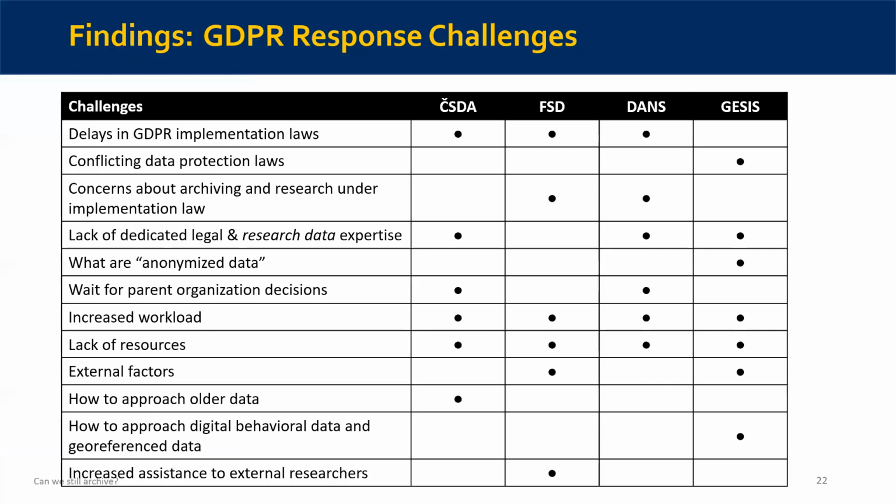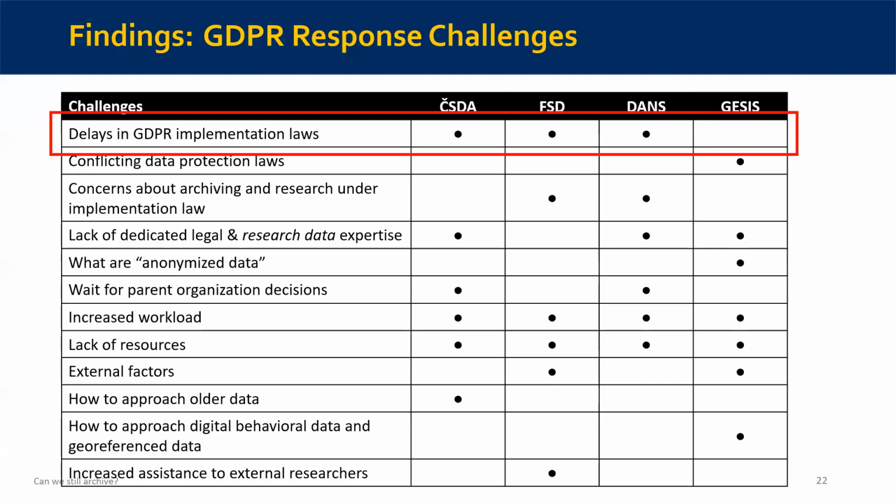Now, the archives did face a number of challenges during the GDPR transition period. I will highlight 2 here. Many challenges stem just from the delays in the national implementation laws, particularly for DONS, which still does not consider itself to be fully compliant because it had to wait for the law to come into effect in order for its parent organization to determine what its priorities were, which only then enabled DONS to finalize its own priorities. Something similar happened at the Czech archive.